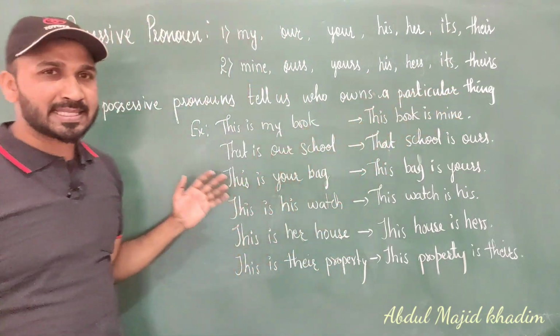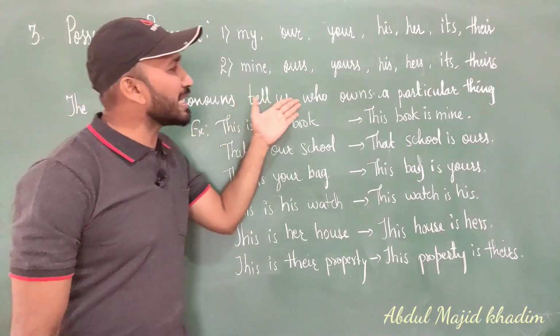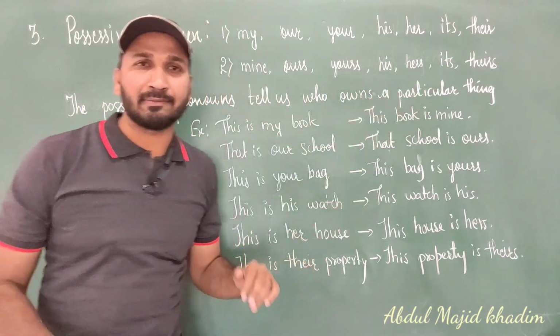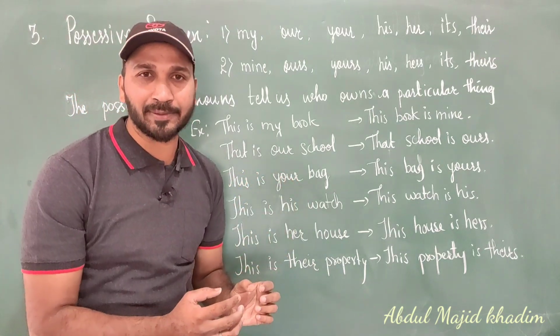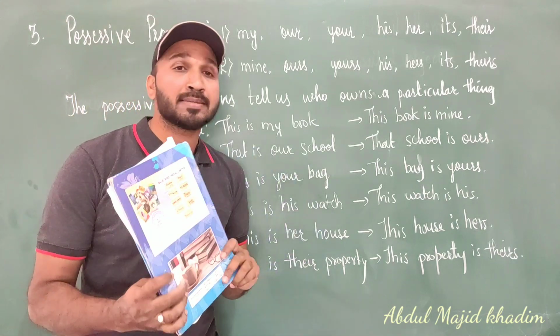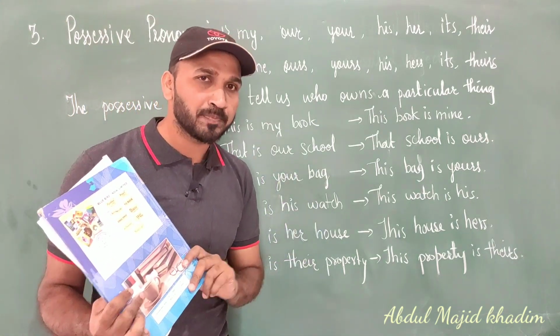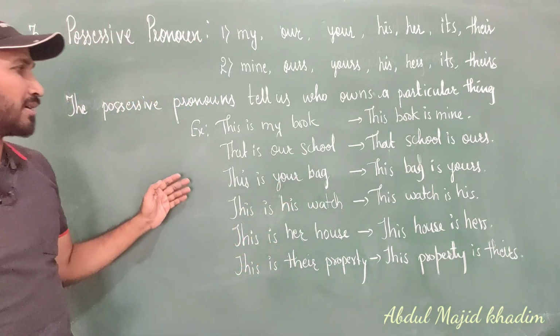So let's see some examples and the definition. What is the definition saying? The possessive pronouns tell us who owns a particular thing. That is the definition. It means they show who possesses a thing. Like this notebook: who possesses this notebook? This notebook is my notebook. So we have seen some examples. Let's see some more examples.